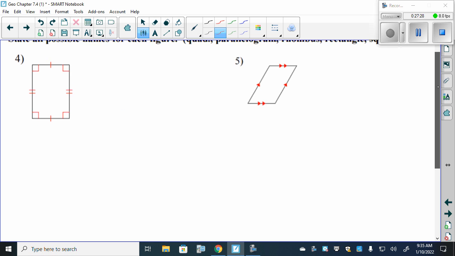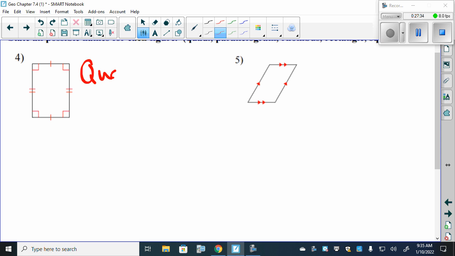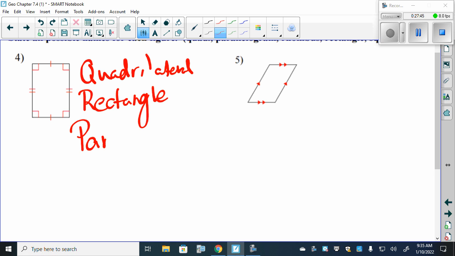Let's look at the next 2. Number 4. Well, quadrilateral, exactly, we can call it a rectangle, and we can call it a parallelogram. Anything else? A square has 4 right angles, yes? What else does a square have? Are all 4 sides congruent? No. So we can't call it a square because we have 2 sets of congruent sides.